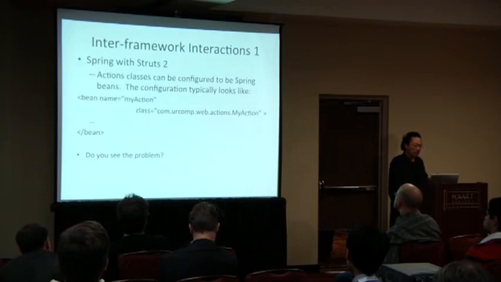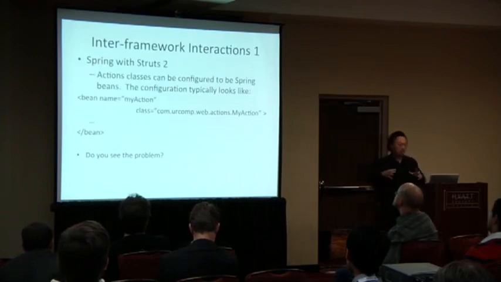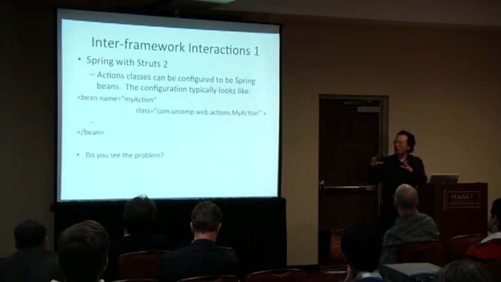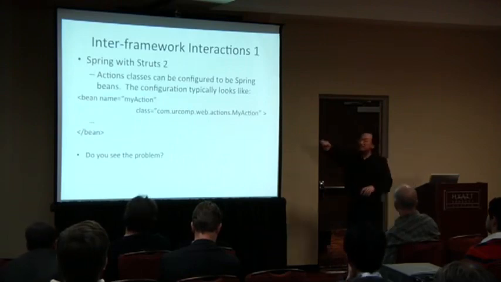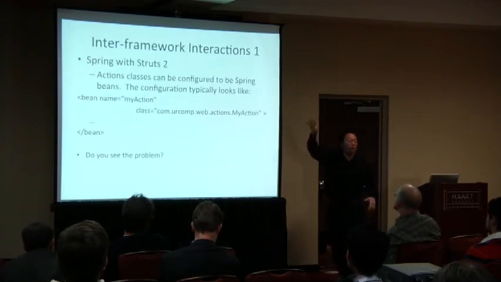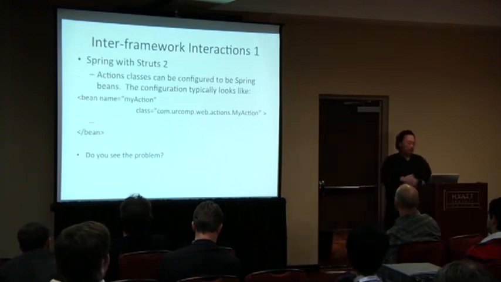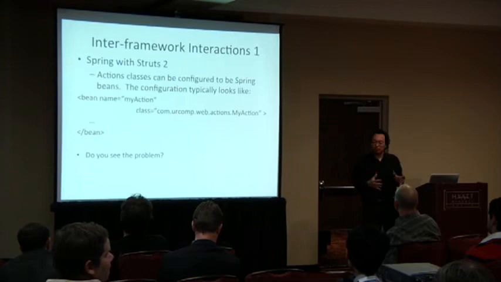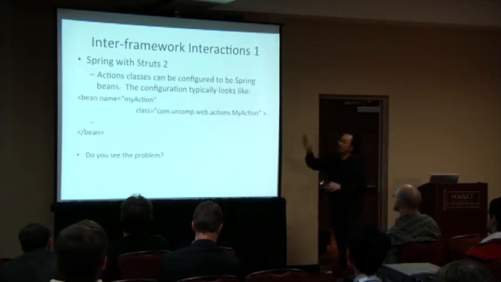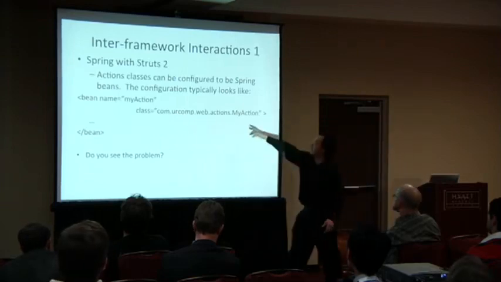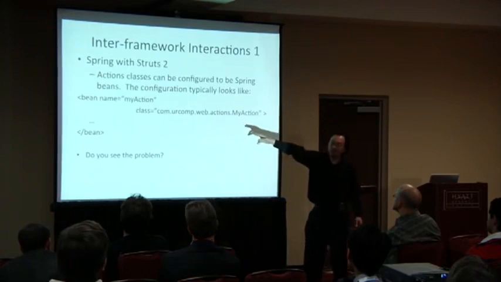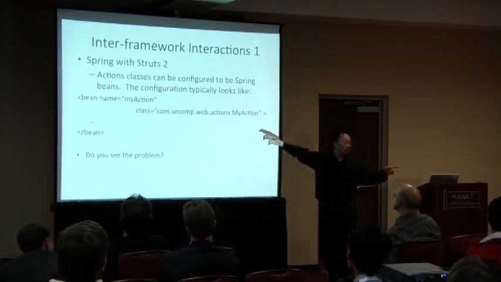And then we have inter-framework actions. In Struts2, the actions, instead of being singletons, are now multi-threaded, so there's a new instance created per call. But when you add Spring to it, can anyone tell me what this does? What kind of bean is this? Somebody said it. It's a singleton.